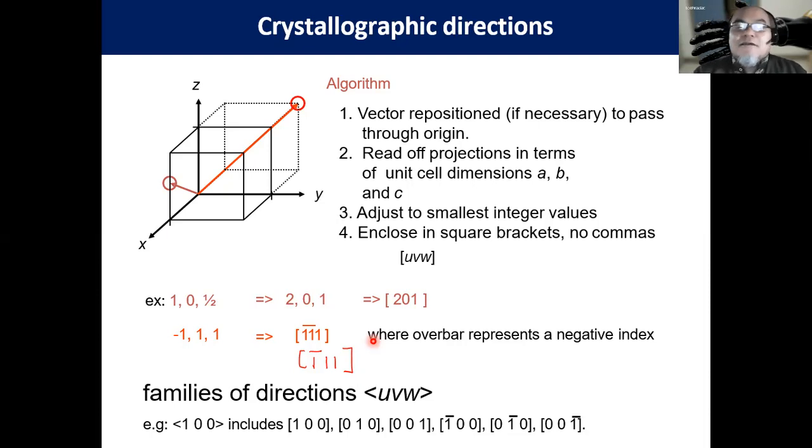So here 1, 0, 0 will include the directions 1, 0, 0, 0, 1, 0, 0, 0, 1, or 1 over bar 0, 0, 0, 1 over bar 0, or 0, 0, 1 over bar. So these 6 vectors belong to the same family of 1, 0, 0.